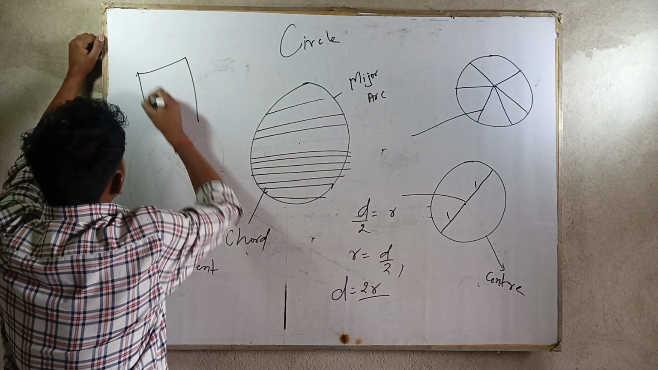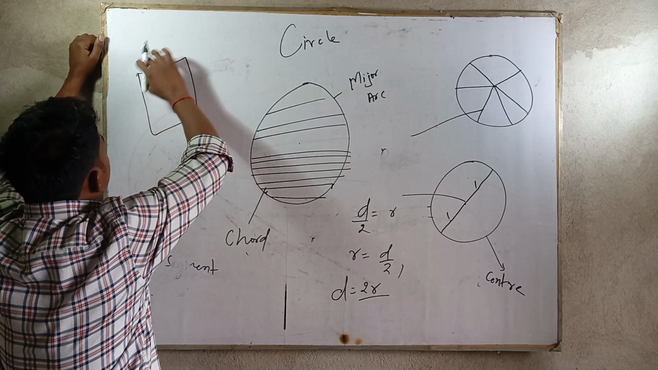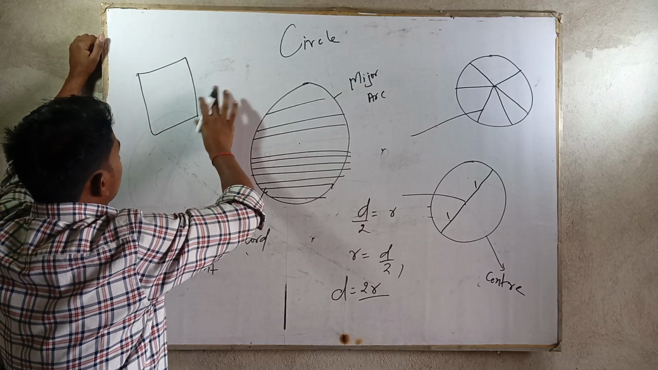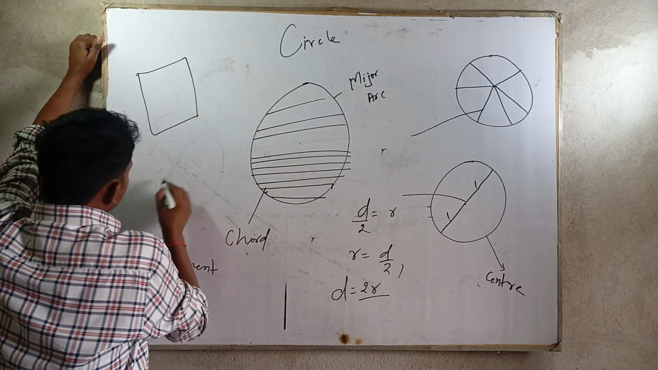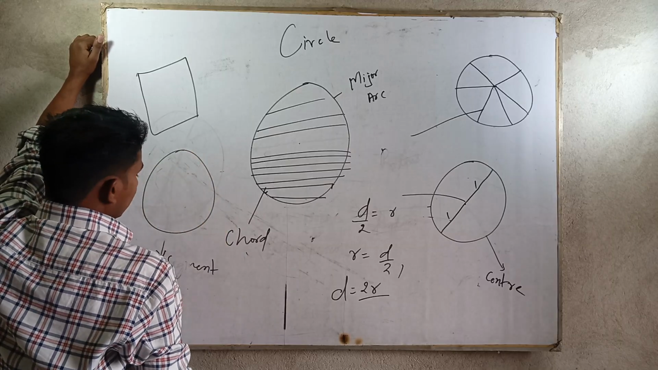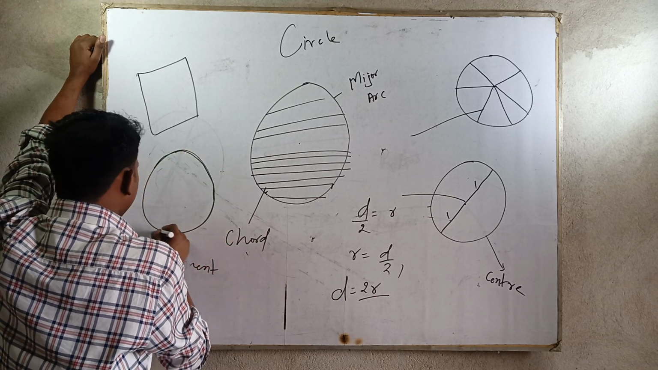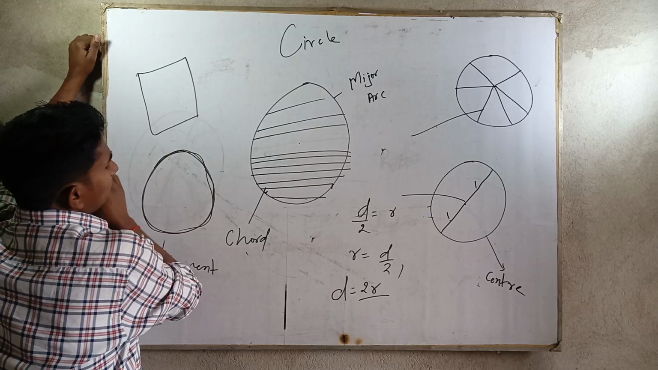Now, how do we find its circumference, or perimeter? In a figure like a square, we are asked to find its perimeter, that means the measurement of the outer side length is called the perimeter. The same thing in a circle is called the circumference. Circumference is the outer part, the length of the outer part. This part is called the circumference.